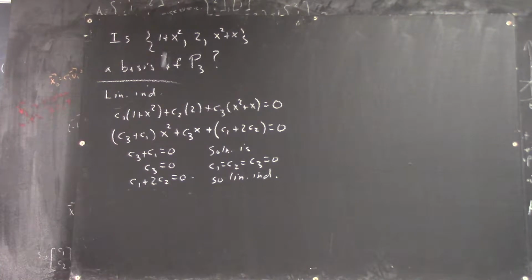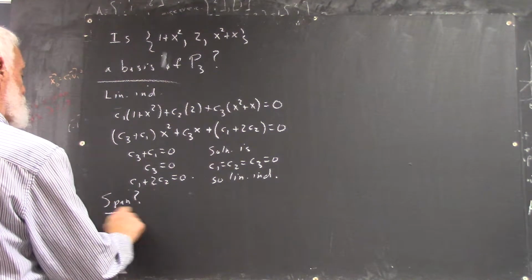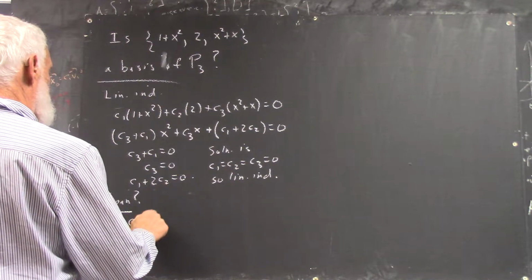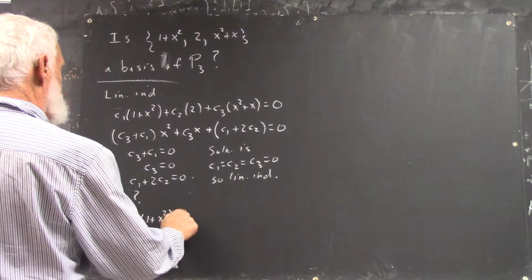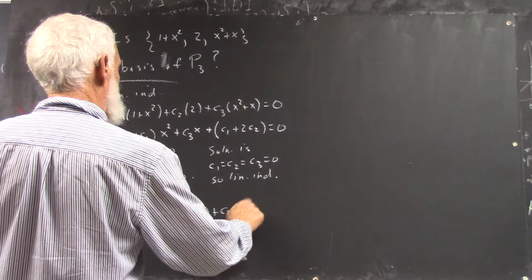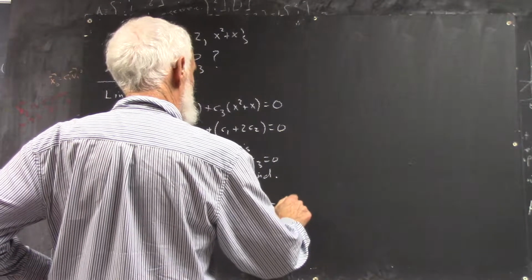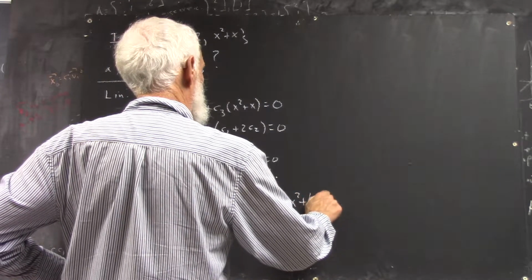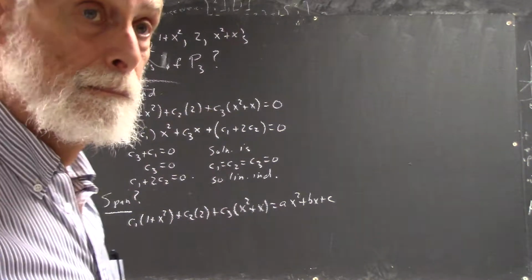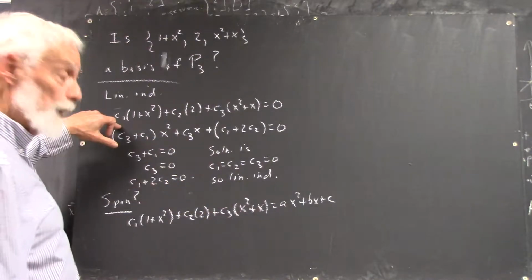Okay? Does it span? Well, that comes down to the C1 times 1 plus x squared plus C2 times 2 plus C3 times x squared plus x equals ax squared plus bx plus c, right? Okay. Well, we have the same thing on the left-hand side here that we had here, right?